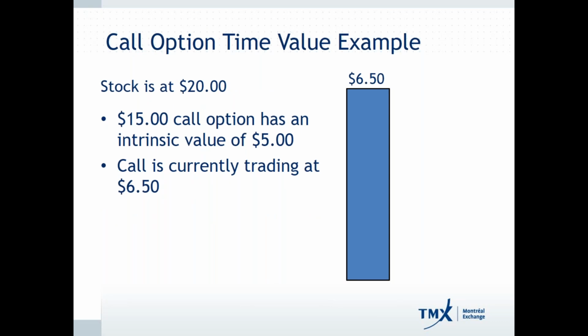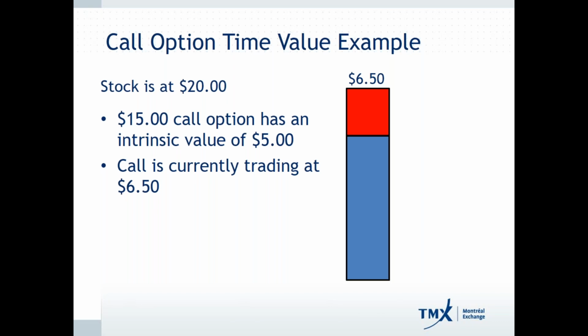And so when you look at a quote, we'll talk about how to calculate intrinsic value, but let's say we have a stock that's trading at $20 and you own a $15 call option. So now think of this. A $15 call option gives you the right to buy the shares at 15, but the stock's trading at 20. So you can immediately buy it at 15 and flip it for 20 if you wanted to. So there's what we call a $5 intrinsic value.